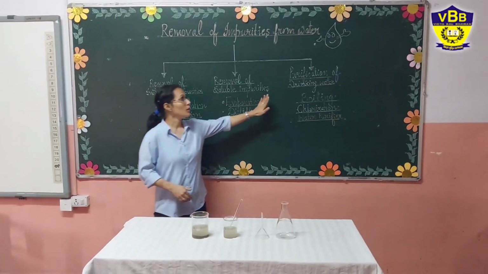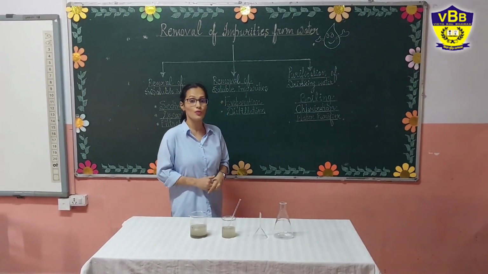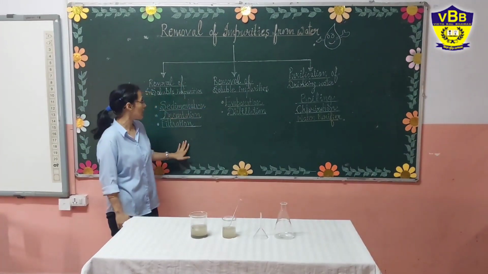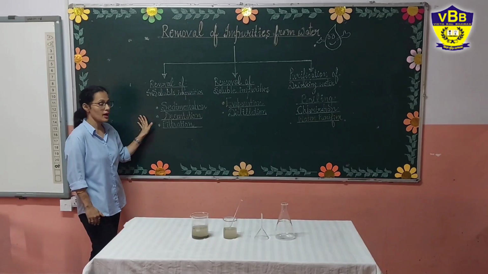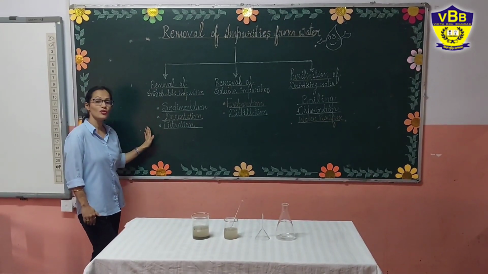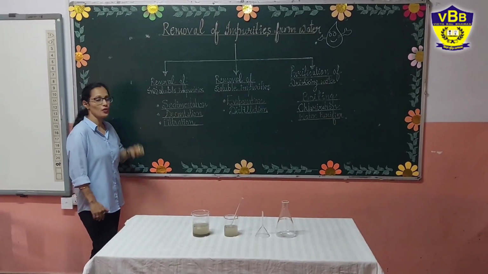Next we have purification of drinking water. How are we going to purify the drinking water? One by one we will study. First of all, removal of insoluble impurities. Here we mainly have three steps: sedimentation, decantation and filtration.